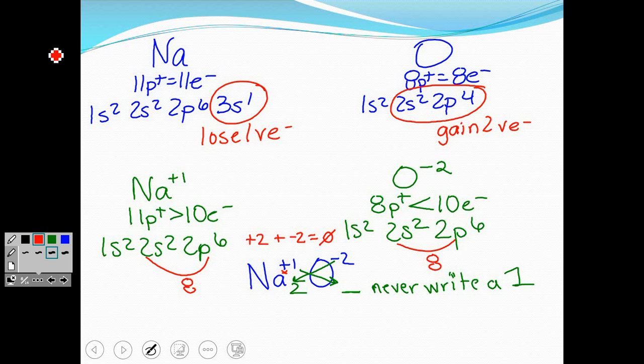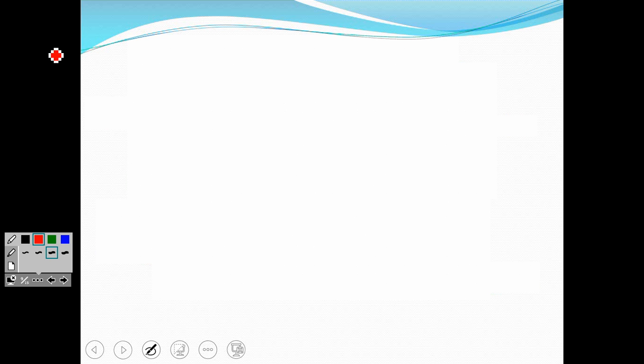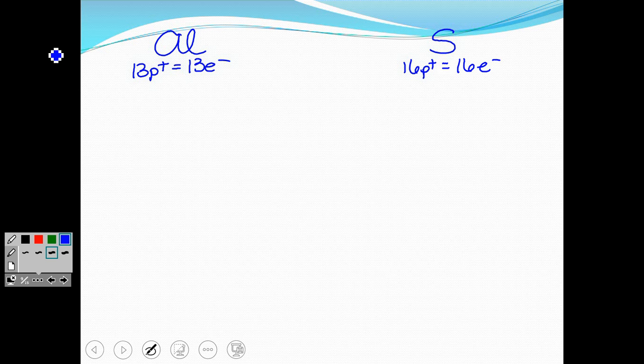So let me show you one last one, and then the rest of the class period will be practice for you. So one last example. We're going to do aluminum and sulfur. How many protons does aluminum have? 13. So we've got 13 protons and 13 electrons. Sulfur has how many protons? 16 protons and 16 electrons.